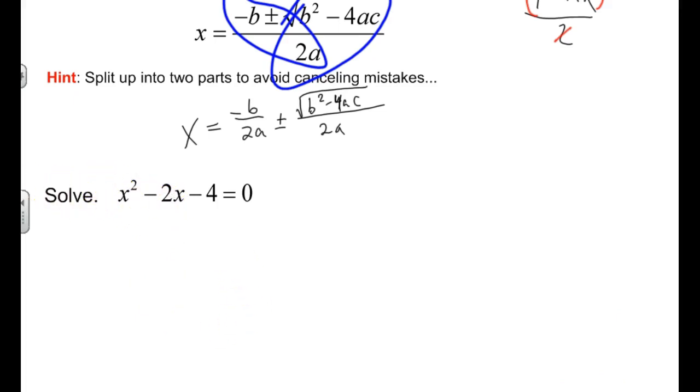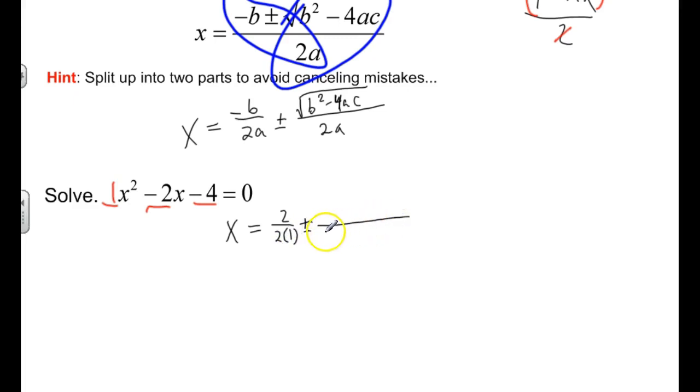So again, the coefficient there is 1, so the coefficient a would be 1. Ax squared is standard form, plus bx, so b would be negative 2 and c would be negative 4. Make sure those negatives go with your a, b, and c there. So following the form here, we get x equals opposite of b, which is opposite of negative 2, which is 2, over 2 times a, which is 1.